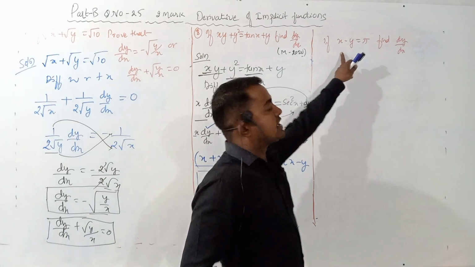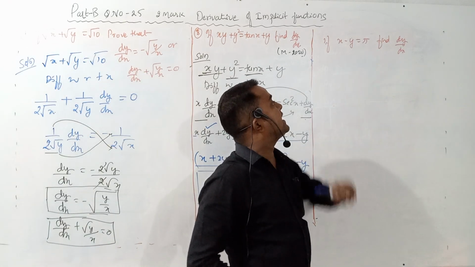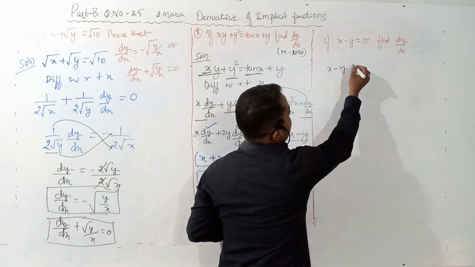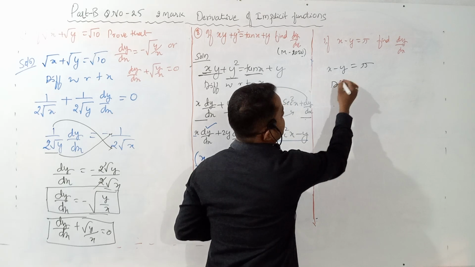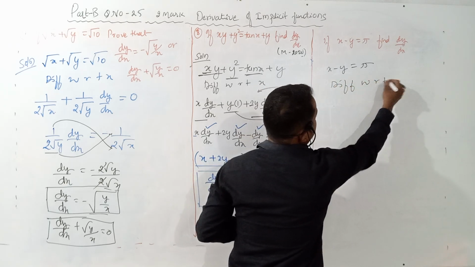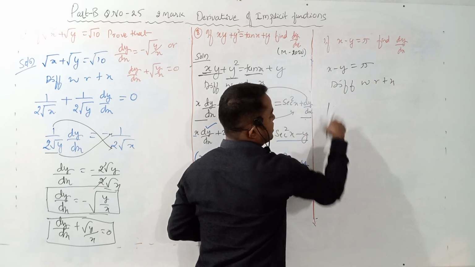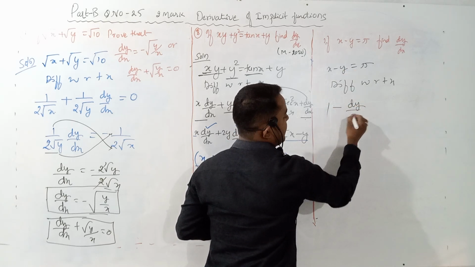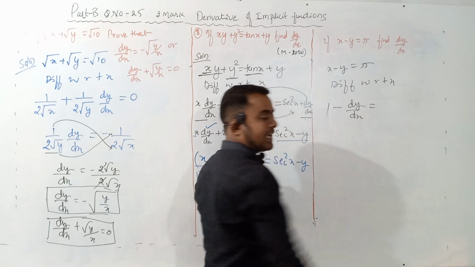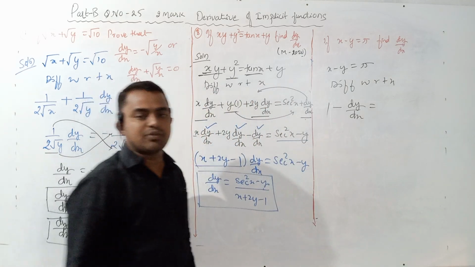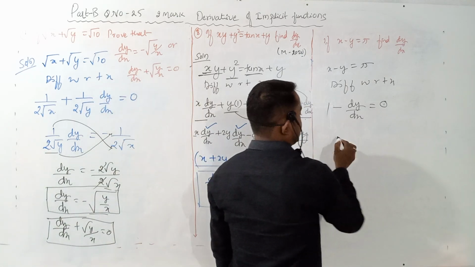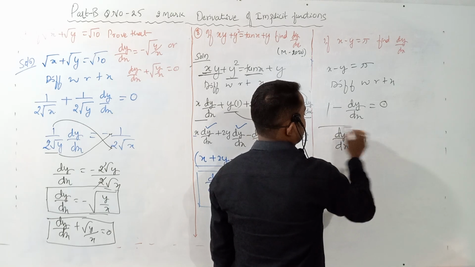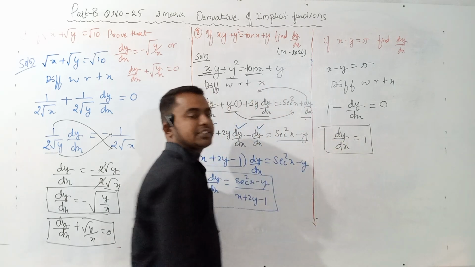If x minus y is equal to pi, find dy by dx. It's a very simple problem. Write x minus y is equal to pi, differentiate with respect to x. Derivative of x with respect to x is what? 1. Minus sign as it is, derivative of y is what? Dy by dx. Derivative of pi is constant. Derivative of a constant is what? 0. Then dy by dx is equal to 1.